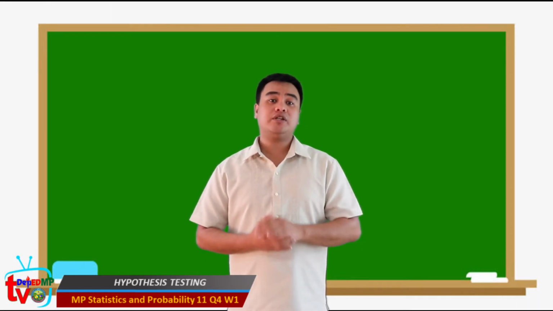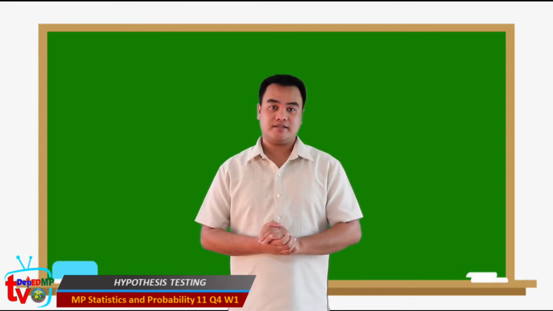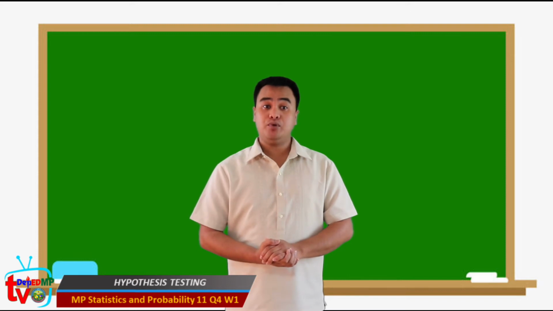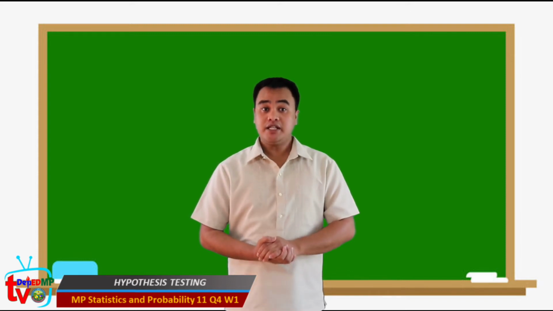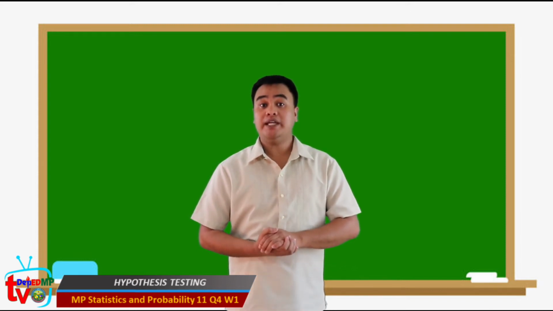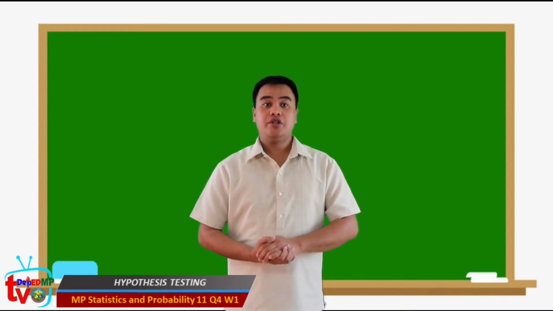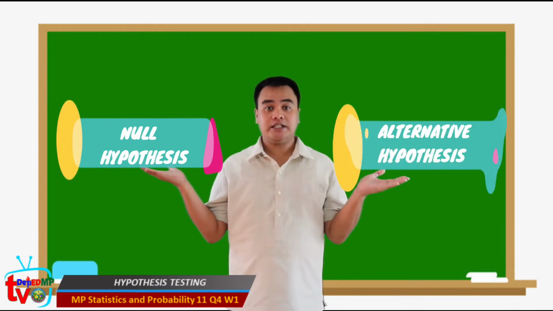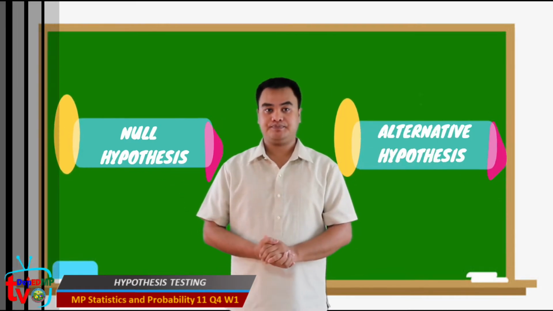Let us now proceed to the main discussion of our lesson. The statistical hypothesis is a conjecture about a population parameter. This conjecture may or may not be true. There are two types of hypothesis: the null and alternative hypothesis.